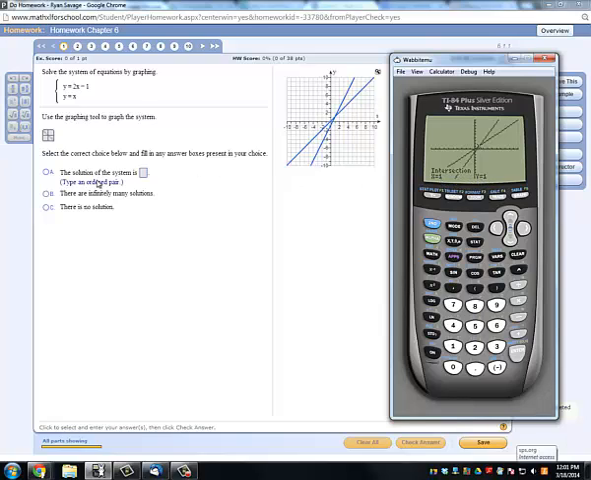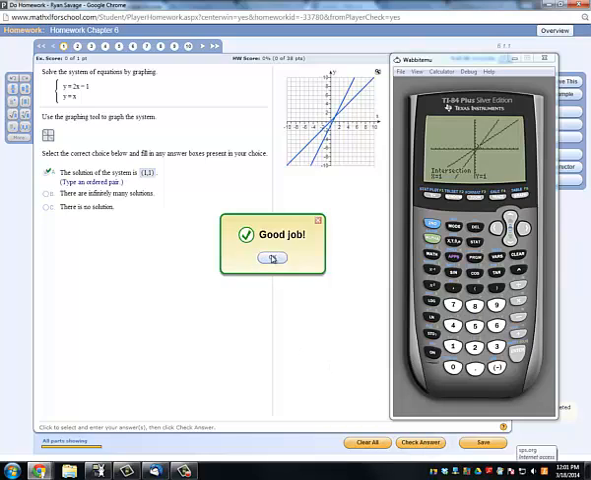Now this intersection needs to be typed as an ordered pair, so it's important that you type first your x value, 1, comma, then your y value, and then close those parentheses. From here we can check our answer, and we got the question correct.